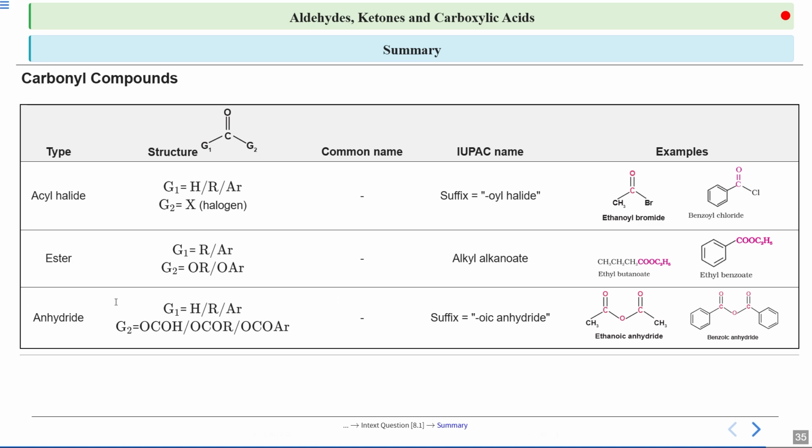And in case of anhydride over here, the G1 can be hydrogen, alkyl or aryl group, and the G2 is OCOH or OCOR or OCOAr. The suffix which we use for anhydride is oic anhydride. Like this is ethanoic anhydride and this is benzoic anhydride. So when you remove a water molecule from two carboxylic acids, then you get an anhydride. So this was it for today's lecture.